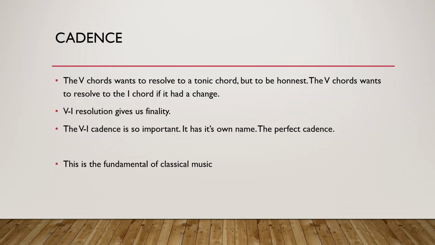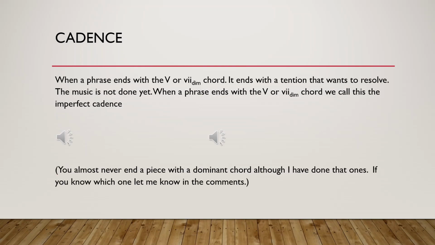So the 5 chord is dominant function and wants to resolve to a tonic chord, but to be honest, the 5 chord wants to resolve back to the 1 chord if it has a chance. The 5 to 1 resolution gives us a finality, and it is so incredibly important, the 5-1 resolution, that it has its own name, the perfect cadence. 5-1 is the most important fundamental on how classical music works. Every chord wants to resolve just a 5th down. That is what chords want in our Western classical music.